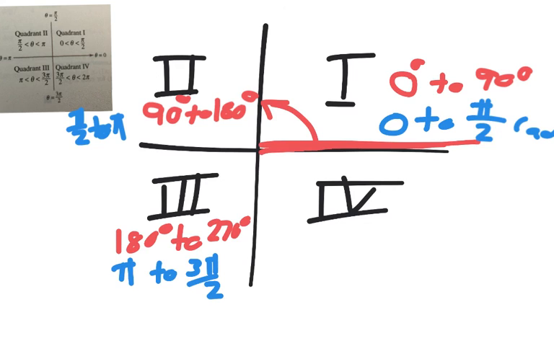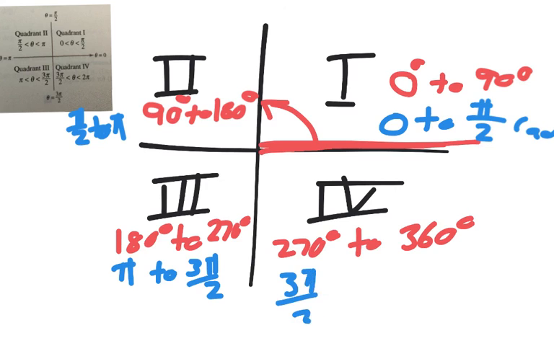Have to remember this was 1 pi over 2, 2 pi over 2, 3 pi over 2, 4 pi over 2. And then quadrant 4 has to be between 270 and 360, or in radians, that is from 3 pi over 2 to 2 pi.